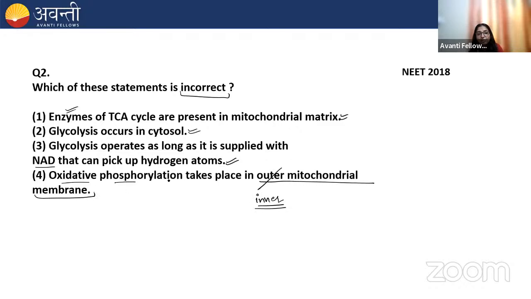Oxidative phosphorylation, that is the ETS, the electron transport chain, takes place in the inner mitochondrial membrane, not the outer. They're asking for the incorrect statement, so the correct option is 4.